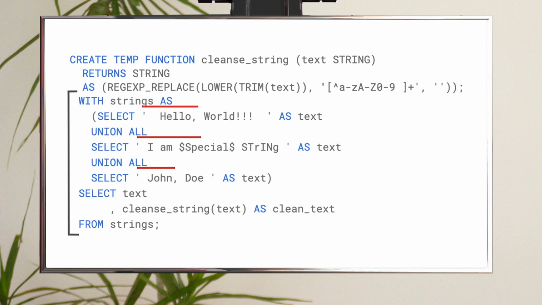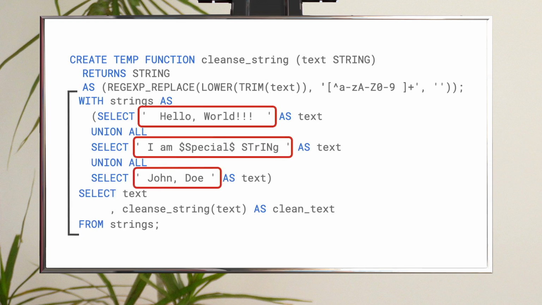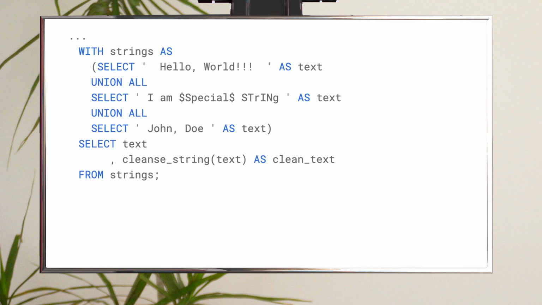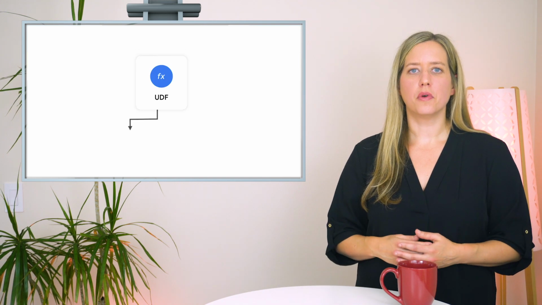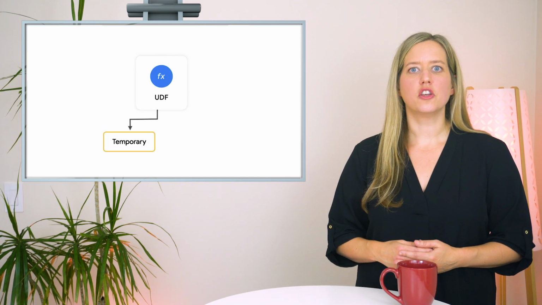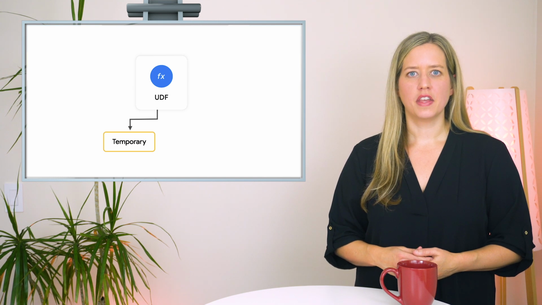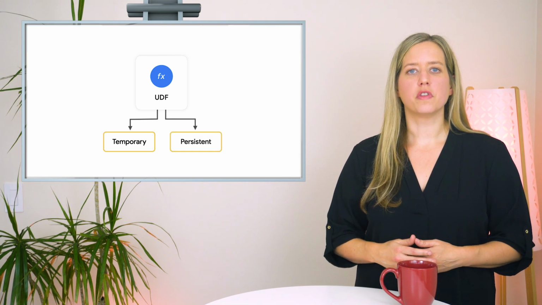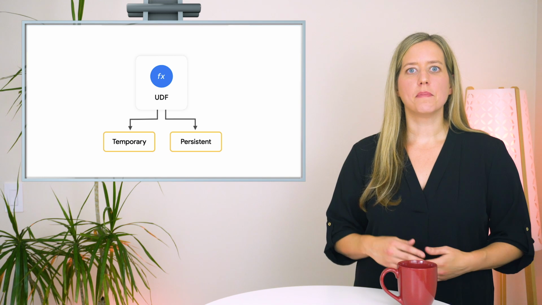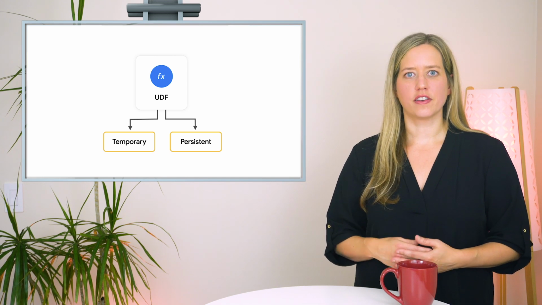After creating and defining the UDF, in the next part of the query statement, we can test three different strings of text through our new function. If we run the entire query, we will see the before and after results for each string of text. Once we are happy with the function's performance, we could add it to the query statements that analyze data from our application. This example includes what we call a temporary UDF, meaning it is created and used within one single query statement. However, BigQuery also supports persistent UDFs, which are defined and stored within a specific project and dataset, but can be reused across multiple queries and projects.